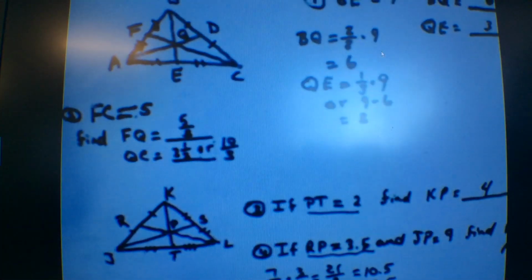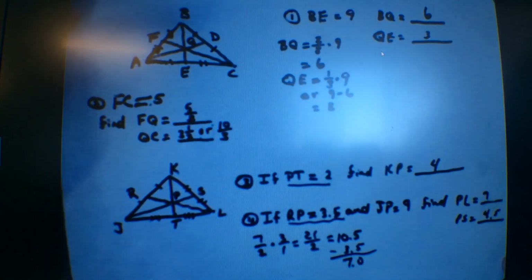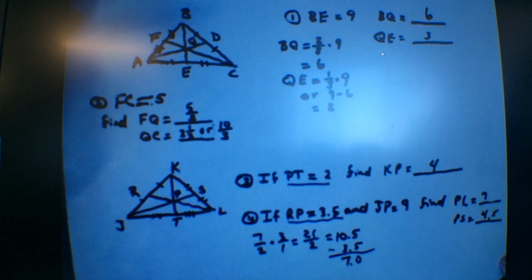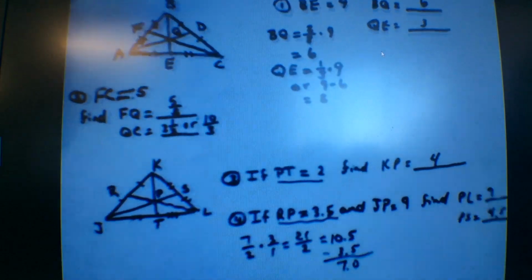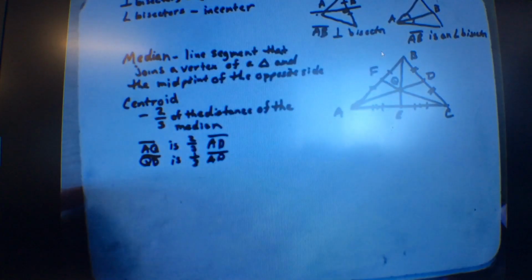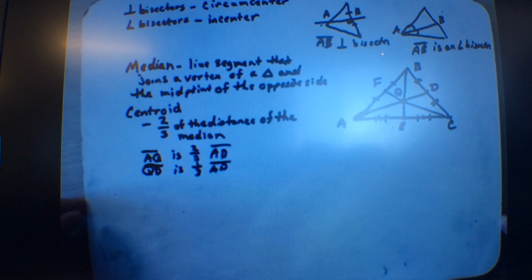All right. Now, what if they wanted to know the whole thing on that? What would I have to do with the 4.5 and the 9? I would have had to add them, right? Okay. Any questions so far? All right. And those were what? Medians, and they met in what point of concurrency? What was it called? A centroid. Okay.